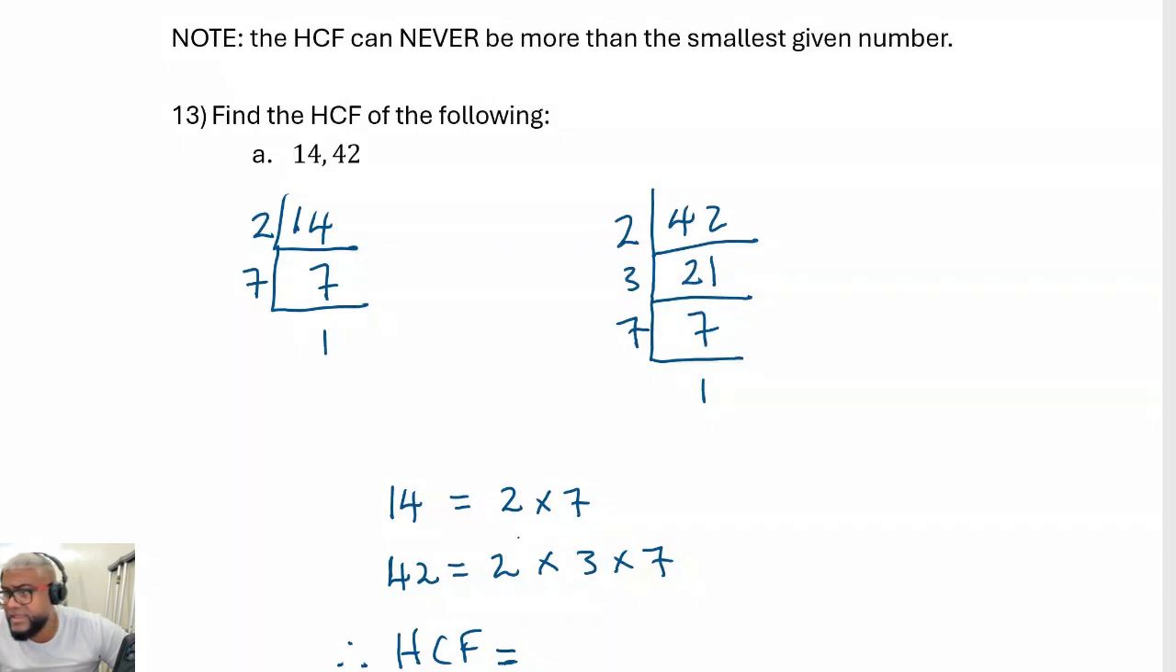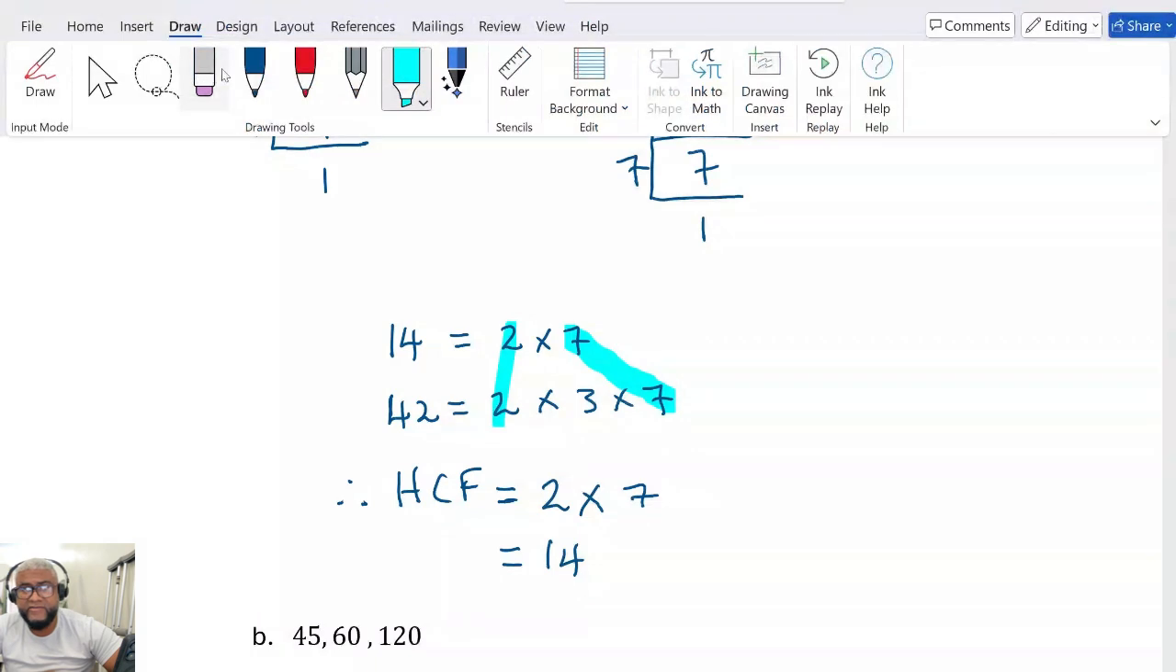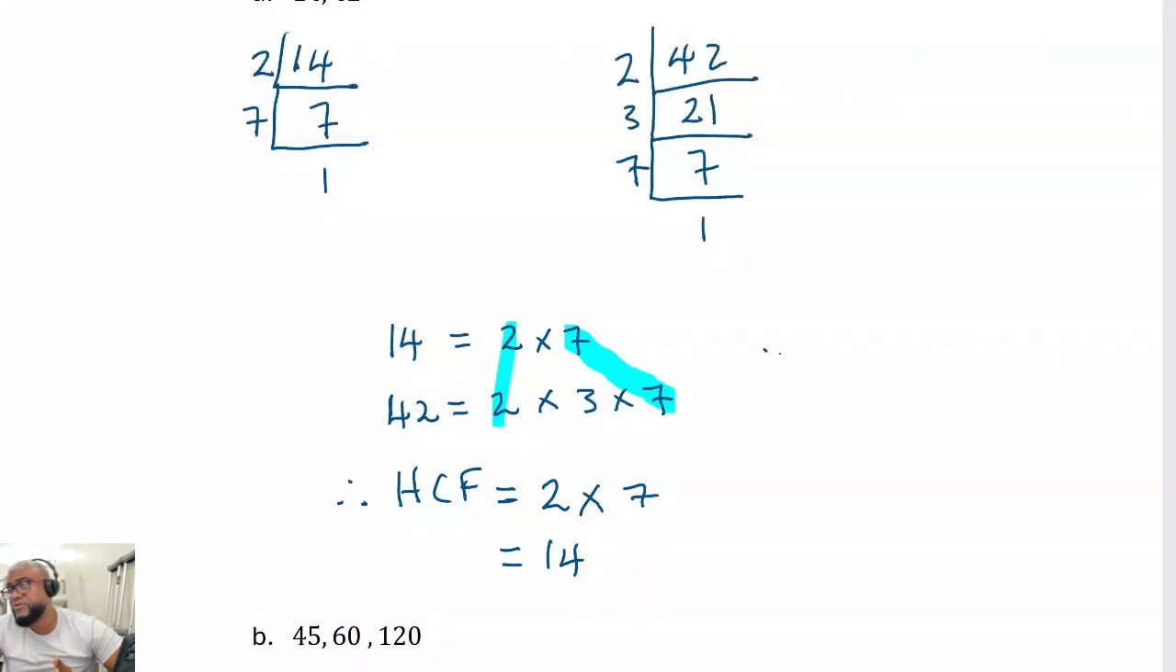Which numbers are common? So we're looking at the product of prime factors. Which numbers are common? The 2 and the 7. Right. So 2 multiplied by 7 will give me my HCF. 7 2s are 14. My HCF is 14. So the 2 is common and the 7 is common. All right. So that's how I get 2 multiplied by 7, which gives me 14. So this is how simple we find our HCF.